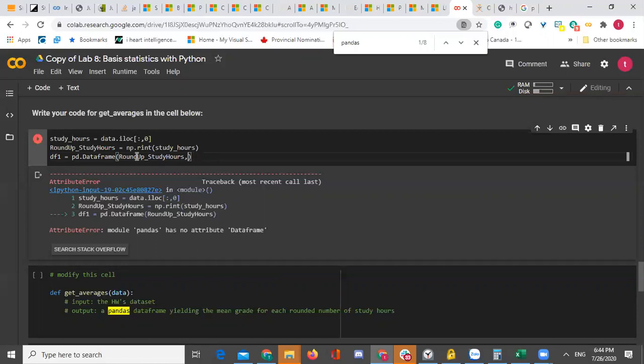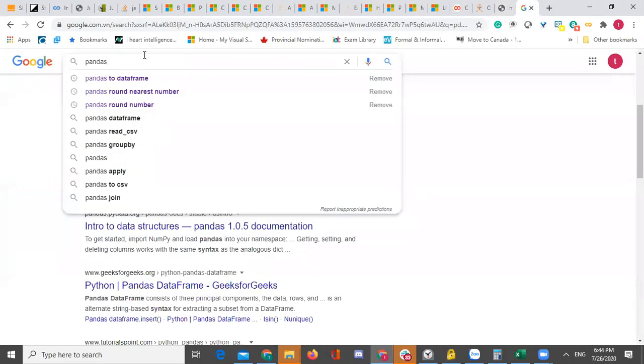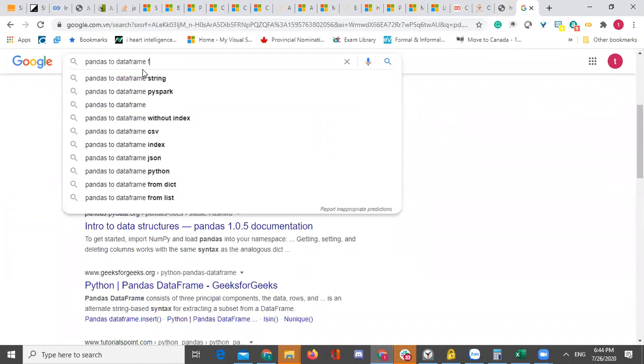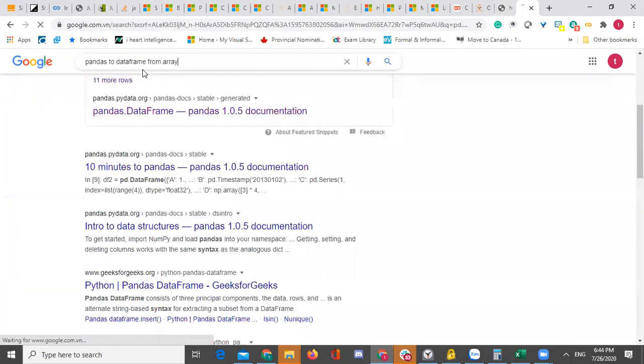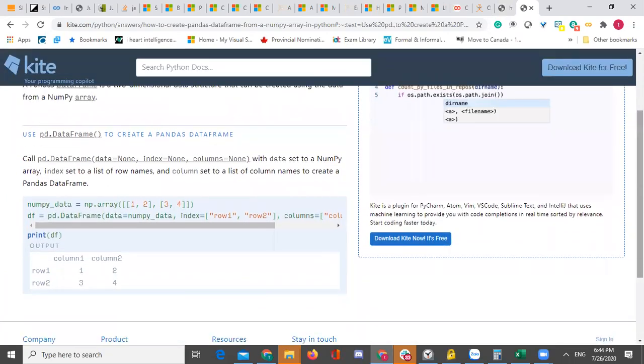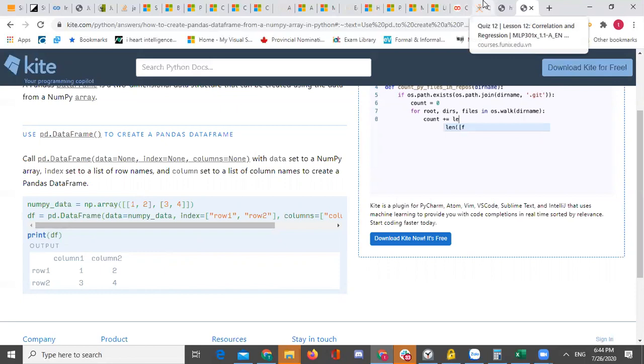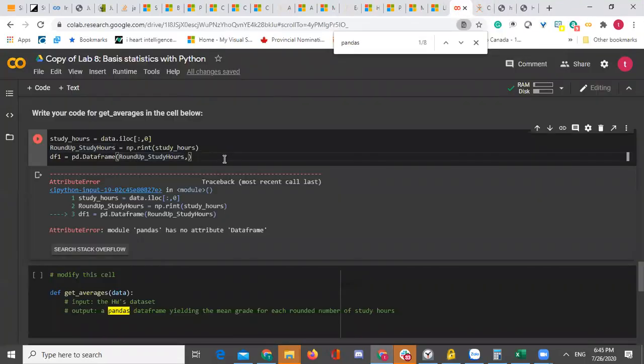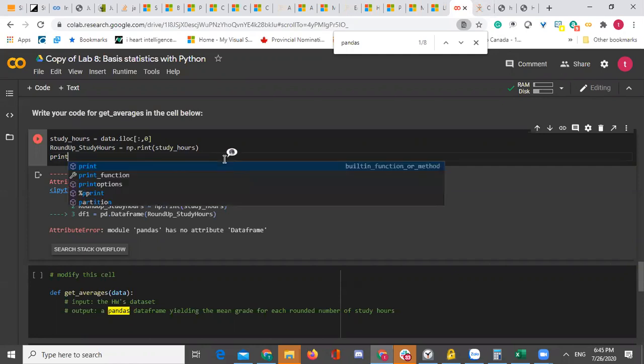Oh, okay. Let me see. That's right. I need to check the syntax. This would be easier. Okay. DataFrame. Oh, columns. Okay. Oh, so okay, I see. I see what you mean. So let me print this one first to see.